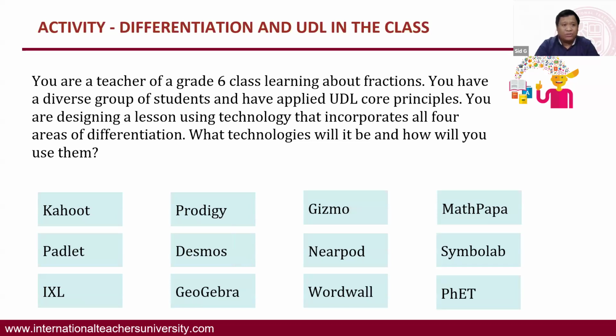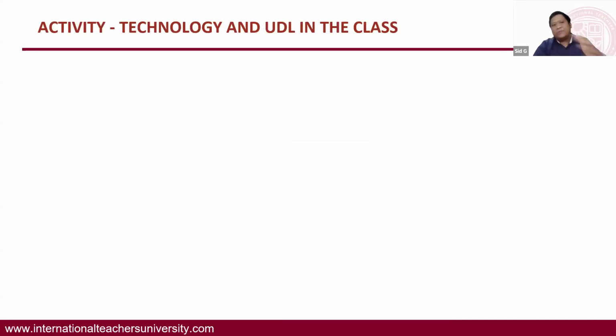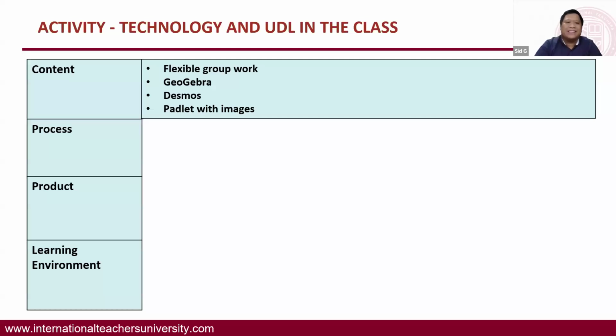Okay, what technologies can be used? I think we're going to use the same thing as earlier. But what will happen here? Now that we know that the students are like this, for the content, flexible group work, GeoGebra. Before in UDL, we just mentioned Desmos. But now I mentioned GeoGebra. I will ask this calculic student to go to GeoGebra first to explore, because it is way easier for them to understand fractions, before going to Desmos.